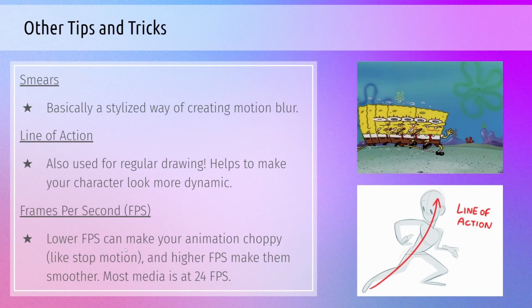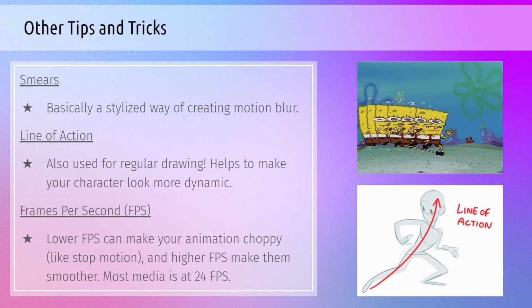Next we have frames per second, also known as FPS. Lower FPS can make your animation choppy like stop motion, and higher FPS can make it smoother. Most media nowadays is 24 FPS. Don't believe the 60 FPS lie. It doesn't look that good, I promise you.